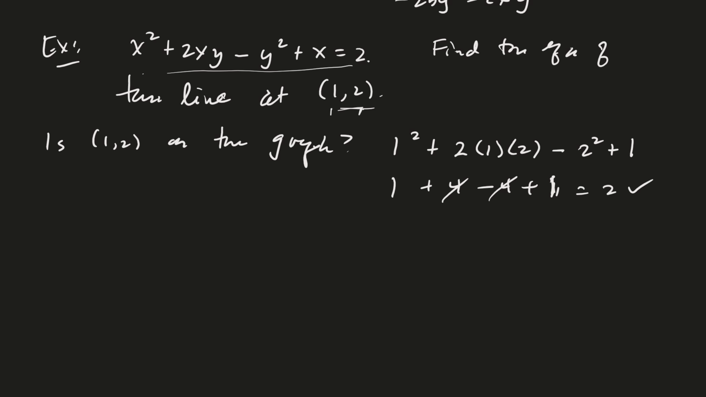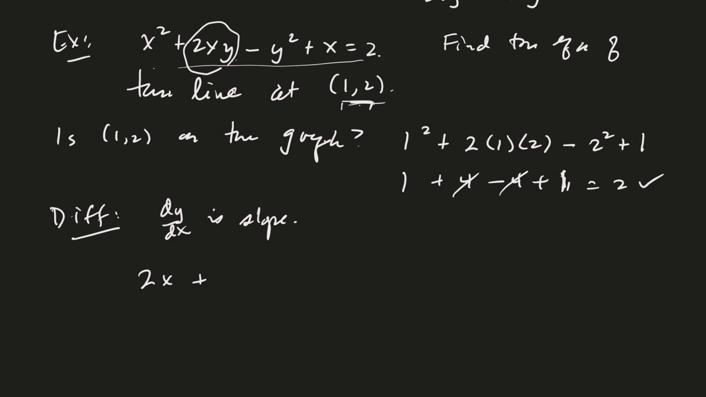All right, so now we can differentiate our equation to get dy over dx. Okay, and this is the slope, right? Once we evaluate at 1, 2. So let's go ahead and differentiate. 2x plus, now we have to use the product rule on 2xy. So that's going to be 2y plus 2xy prime minus, now I'm going to use the chain rule on y squared, 2y y prime, plus the derivative of x is 1 and the derivative of 2 is 0.